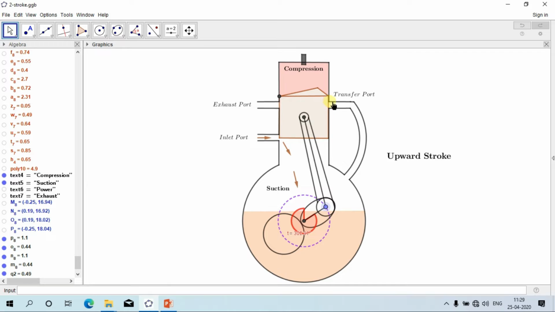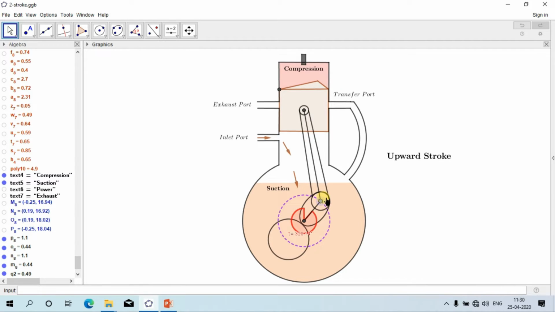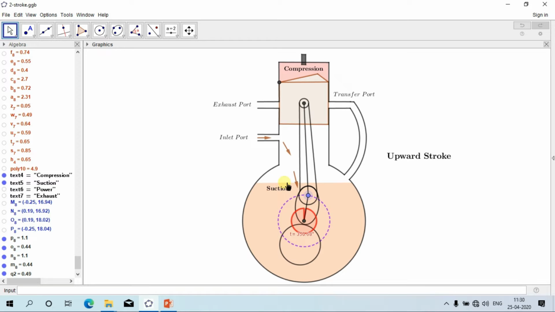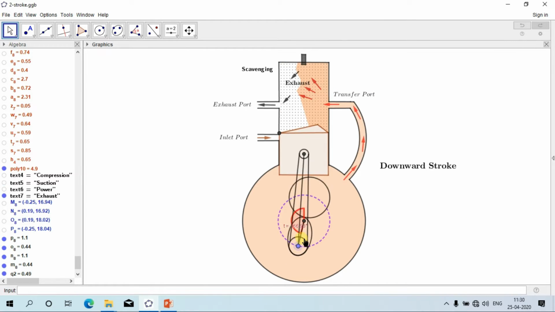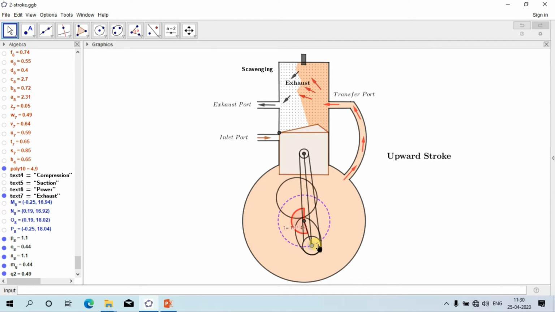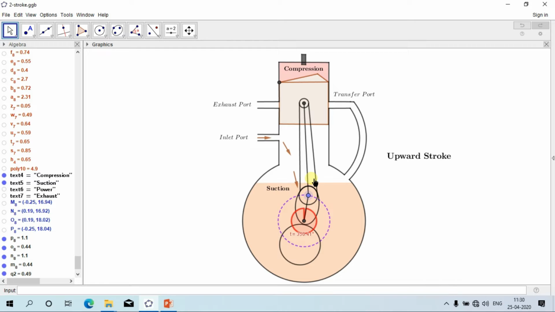As you can see, both the exhaust and transfer ports are covered. So in the top portion of the cylinder, the compression process will begin. Simultaneously, two processes will be going on: in the crank casing, suction, and in the cylinder, compression. These two processes go on simultaneously in one stroke only. Observe this: we are moving the piston from bottom dead center to top dead center only, and two processes are going on, suction and compression.